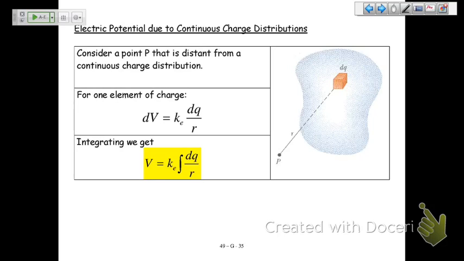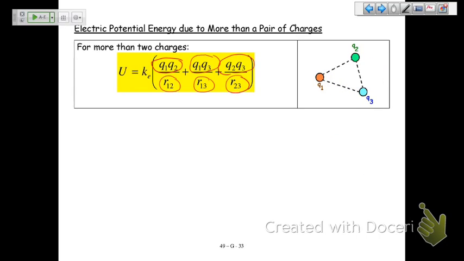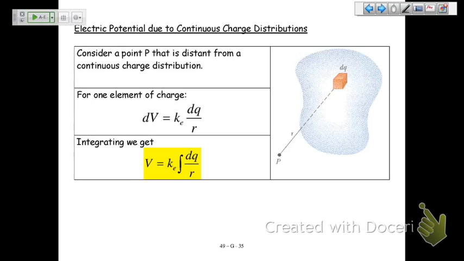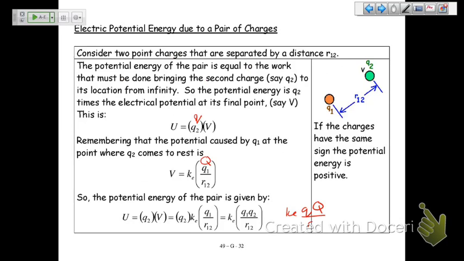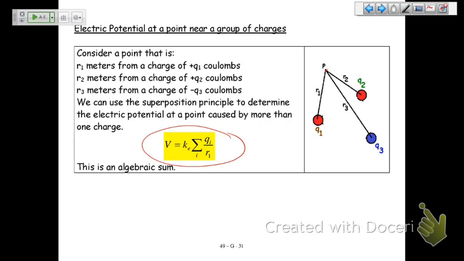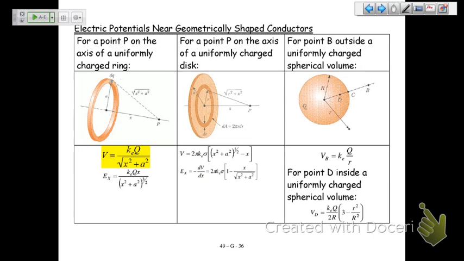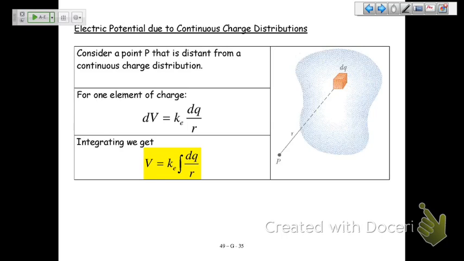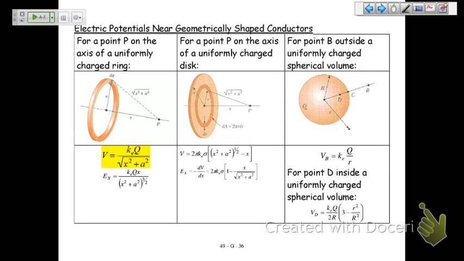Let's say we have so many charges that they're not in pairs. I have a ton of charges. I have a cloud of charge. What do I do? Well, I don't sum, I integrate. I integrate, I get that. Everybody sit up. Don't care about that one. Don't care about that one. All I care about is this one.